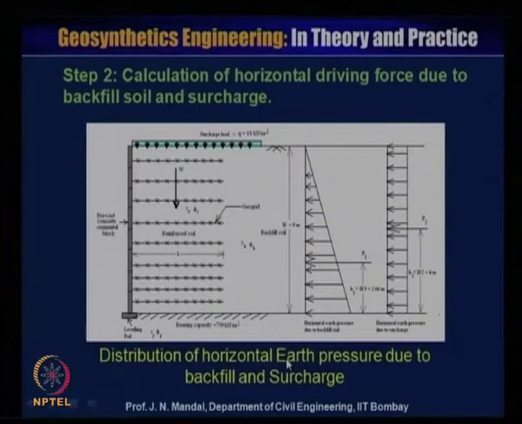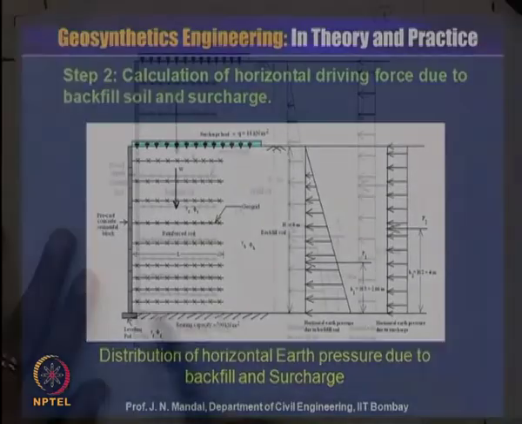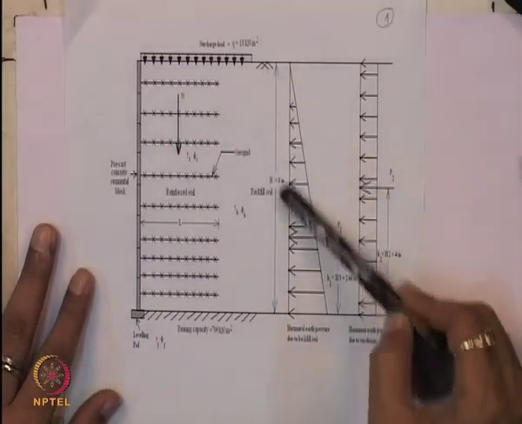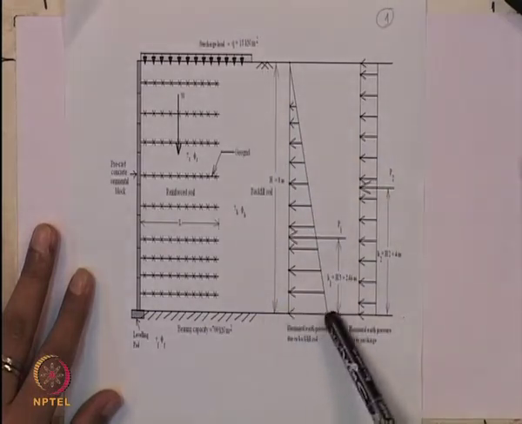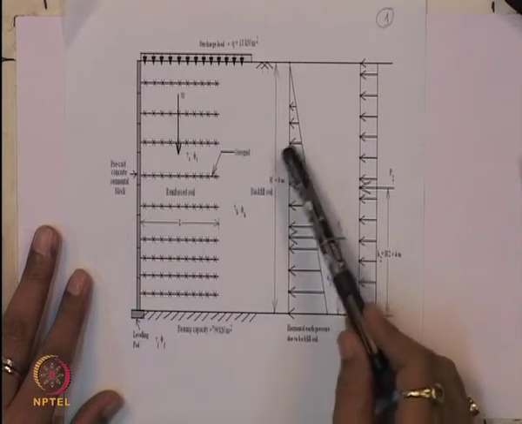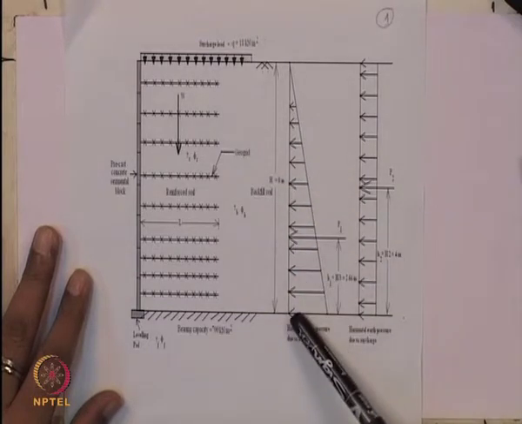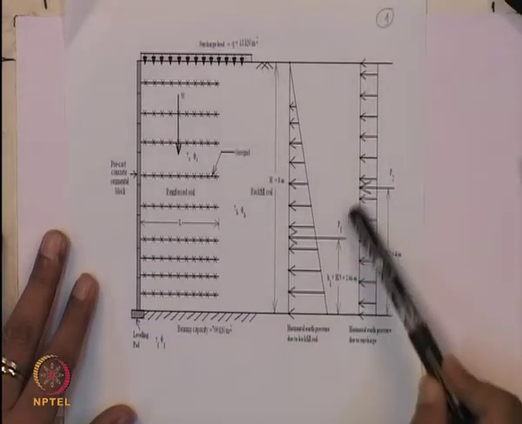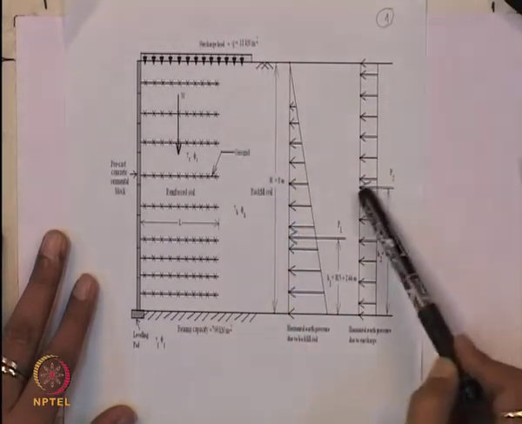Now, we calculate the horizontal driving force due to the backfill soil and the surcharge. Here you can see that this is the horizontal earth pressure due to backfill soil, and this is the horizontal earth pressure due to the surcharge load.